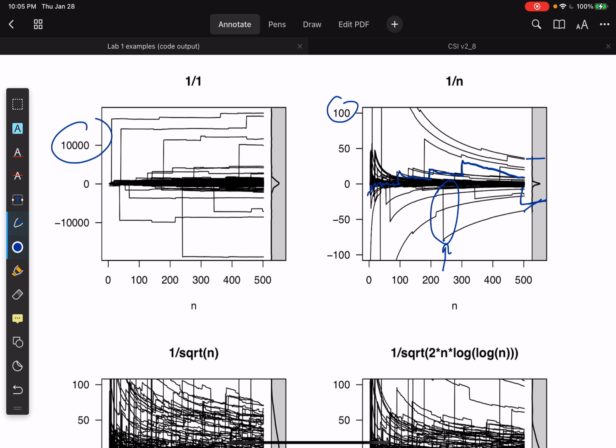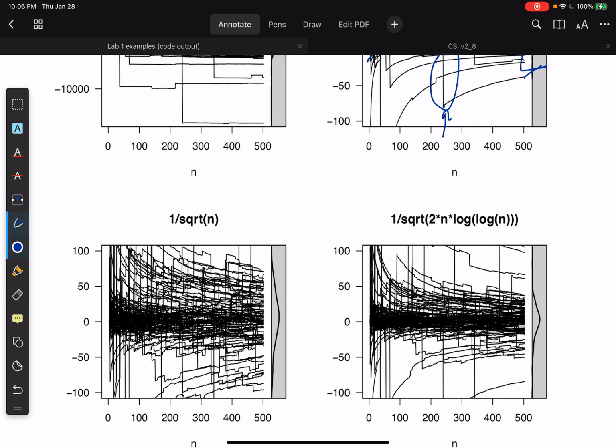Okay, so this is why the law of large numbers does not work. Doesn't work. No. Okay. Similarly here, since the law of large numbers doesn't work, you're not going to get a central limit theorem type behavior.